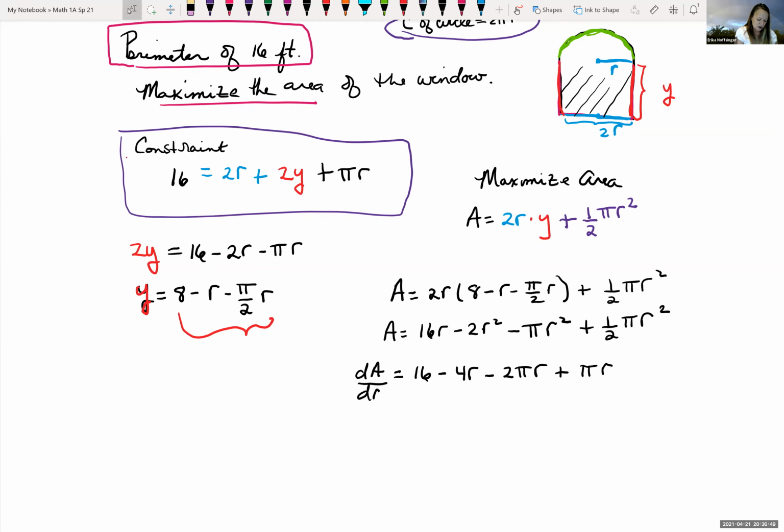So we can combine like terms, and we want to find out when this is equal to 0. So we're looking at 16 minus 4r, a negative 2 pi r plus a 1 pi r, that's a negative pi r. When is that equal to 0? Well, this is linear, so actually, let's add 4r and pi r, so it's all just positive. So we would have 4r plus pi r equals 16.